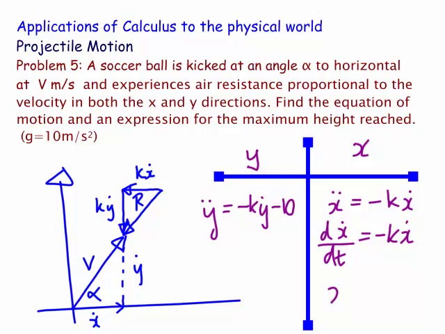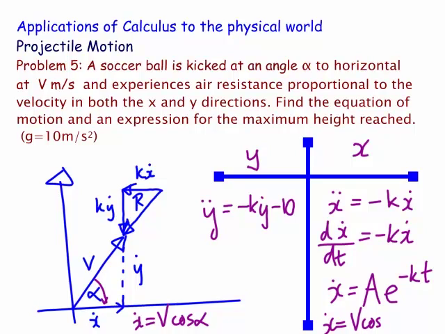So I'll write x dot is equal to some A e to the minus kt. And you know that A will be, well, t is equal to 0. What is A? The x dot component is coming through the angle. So x dot is equal to V cos alpha initially, at t equals 0. X dot is equal to A, so in fact x dot is equal to V cos alpha e to the minus kt. So that is what x dot is.